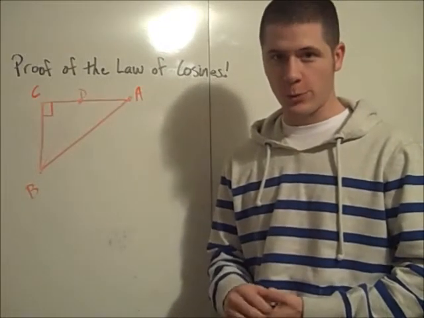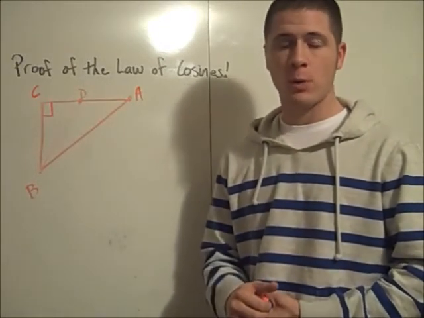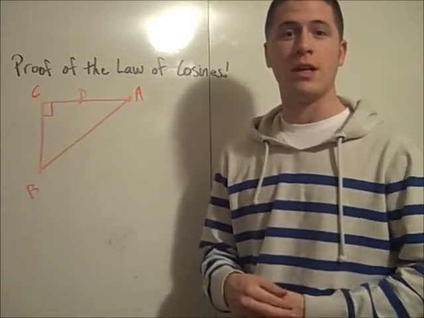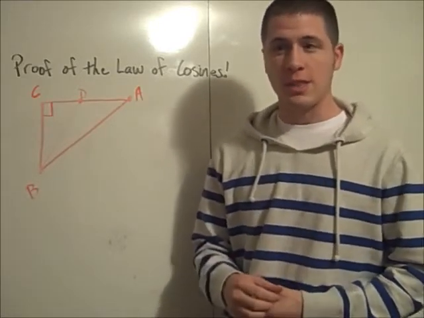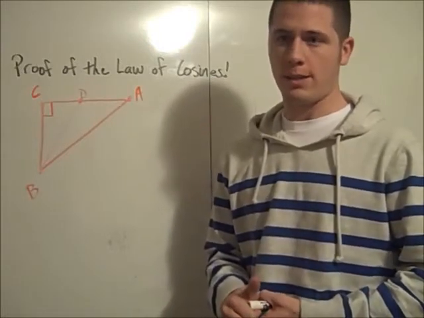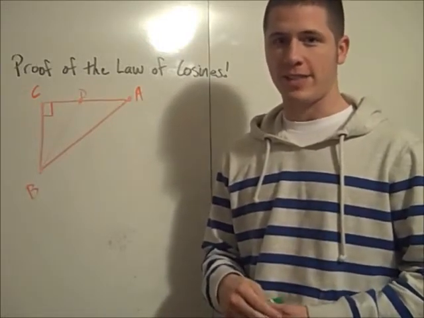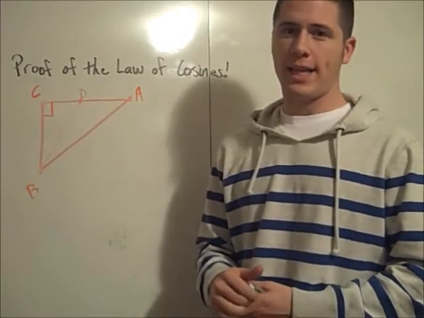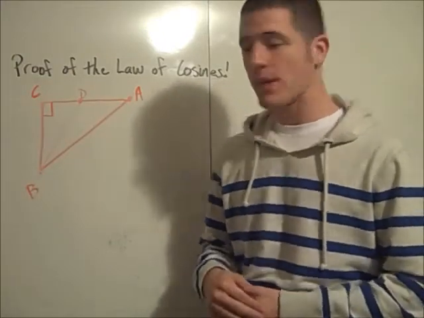Last video was a proof of the law of sines, which helps us solve some oblique triangles. But some oblique triangles require us to use the law of cosines, in particular in the case of side, side, side, or side, angle, side, as the given information.